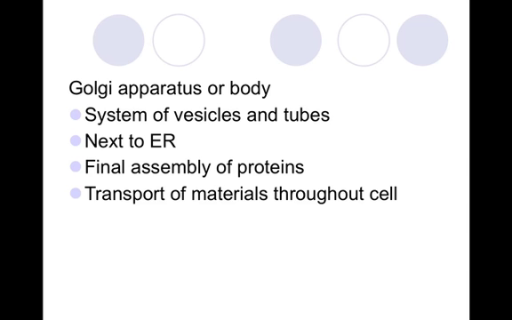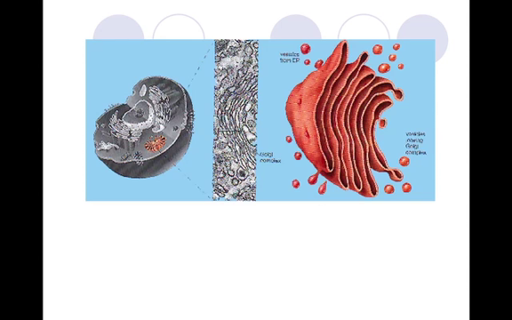Also, we have a Golgi apparatus or a Golgi body, and this is a system of vesicles or sacs, and they're next to the ER. What they do is the final assembly of the proteins, and they transport, package the materials, and send them throughout the cell. Here's an example of what a Golgi apparatus looks like. Notice that it's flatter and more sac-like looking than the endoplasmic reticulum.